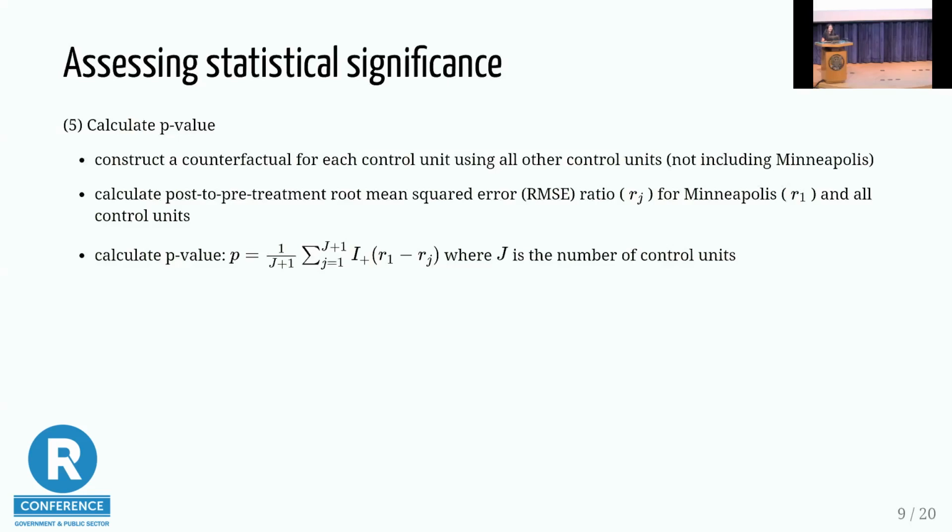So to calculate the p-value, what you want to do is run the same SCM on all your control cities, and then calculate the RMSE post-treatment to pre-treatment. So if SCM fits your data well, for the control cities there's no plan in effect, so they should fit pretty well. And so the post to pre-treatment RMSE ratio should be pretty small. For Minneapolis, if there is an effect, the RMSE ratio should be larger because it fits well in the pre-treatment, but it does not fit well post-treatment. That means there's an impact of the plan.